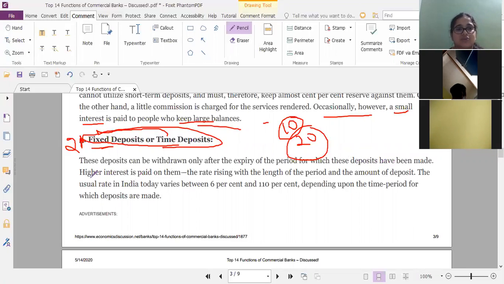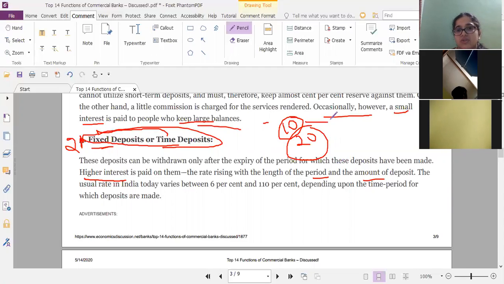Higher interest is paid. So you must remember here, a very high interest is paid on them, the rate rising with the length of the period and amount of deposits. So the interest rate will depend on the time period and the amount of the deposits. If you're depositing a higher amount, then you will probably get a higher interest rate. And if you're keeping the money for a longer period of time, say from 10 to 20 years, then you will get a higher interest rate on your deposits, right?